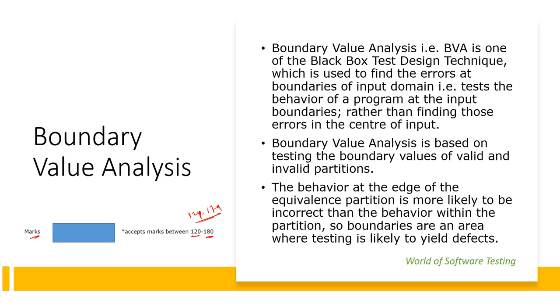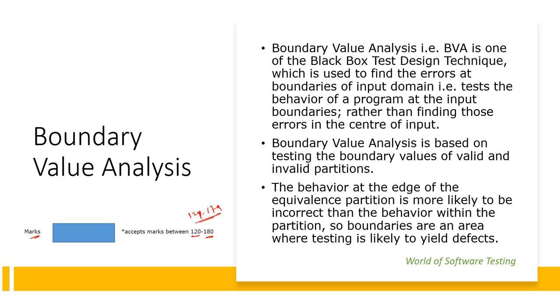Boundary value analysis is based on testing the boundary values of valid and invalid partitions. BVA is one of the black box test design techniques, used to find the errors at the boundaries of the input domain. It tests the behavior of the program at the input boundaries rather than finding errors in the center of the input. The behavior at the edge of the equivalence partition is more likely to be incorrect than the behavior within the partition. So boundaries are an area where testing is likely to yield defects.